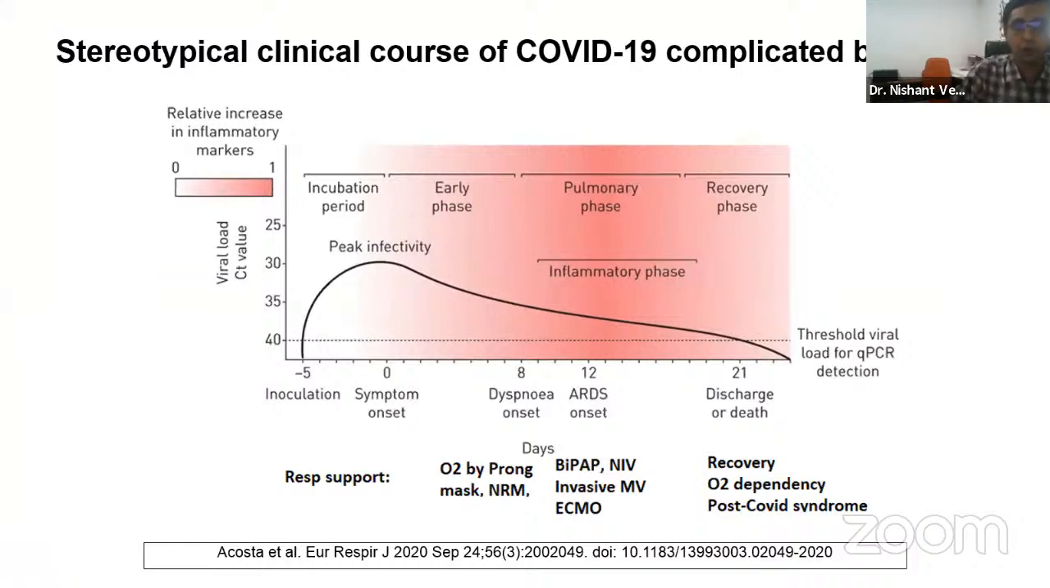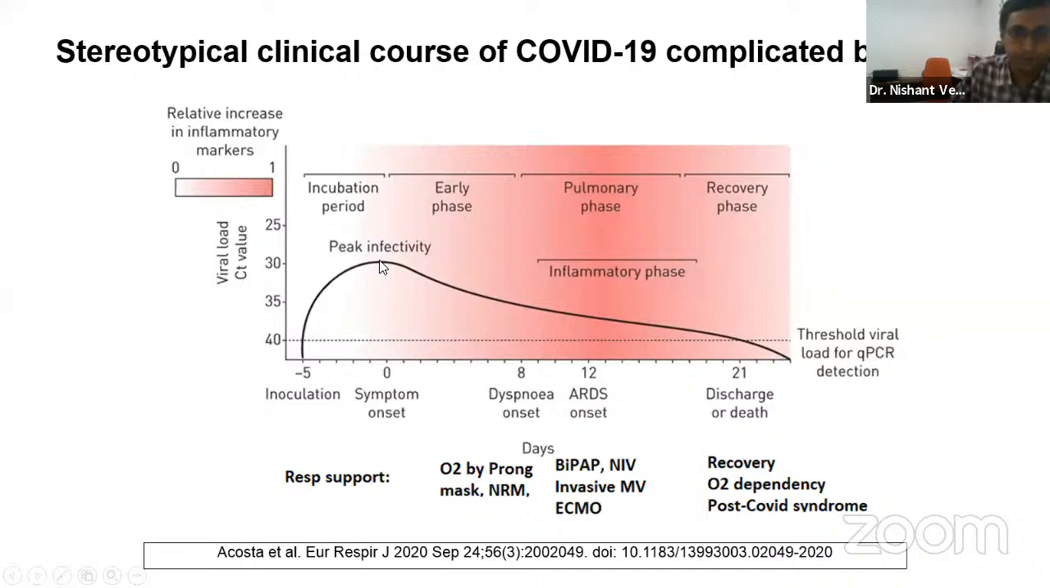When we talk about the typical clinical course of a COVID-19 child complicated by ARDS, this diagram is a representation of what actually happens. On the x-axis is the timeline, and on the y-axis is the severity. The typical incubation period is around 5 days, and at the onset of symptoms, the infectivity of a child or of an adult is maximum. After 5 days of incubation, the child becomes symptomatic, and at that time he is most infectious.